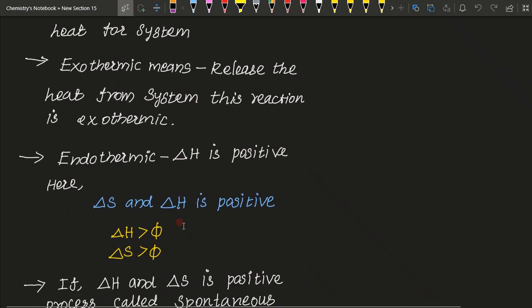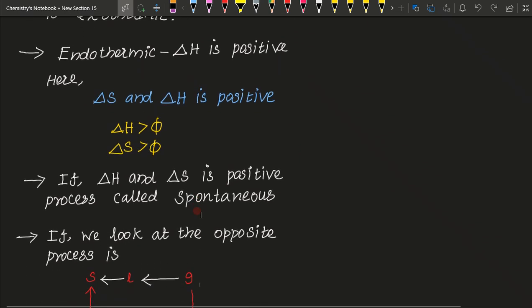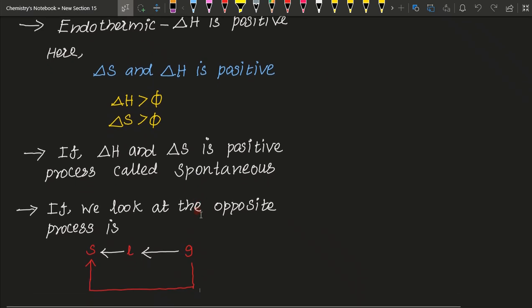So next, endothermic, delta H is positive. Here delta S and delta H are positive. So delta H positive and delta S also positive. If delta H and delta S are positive, the process is called a spontaneous process.